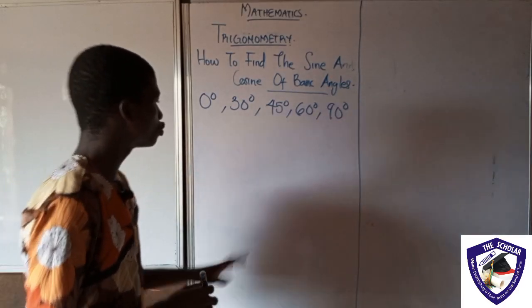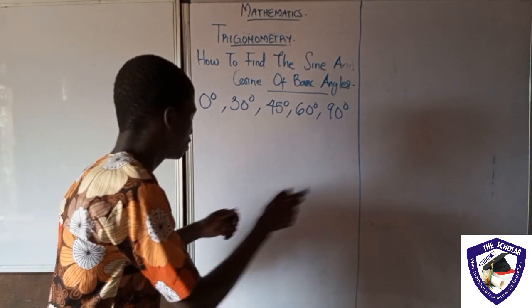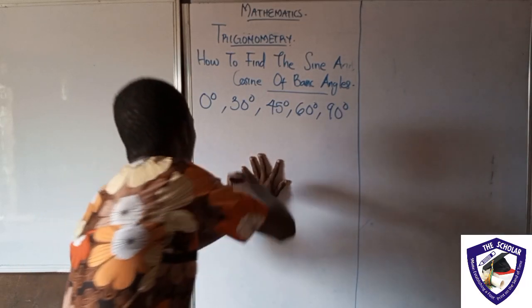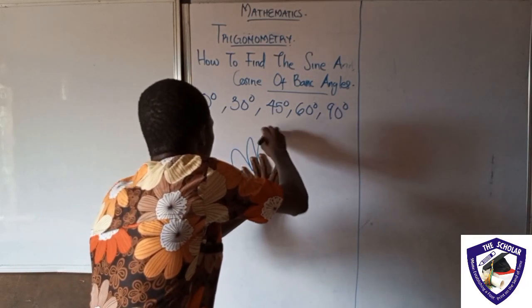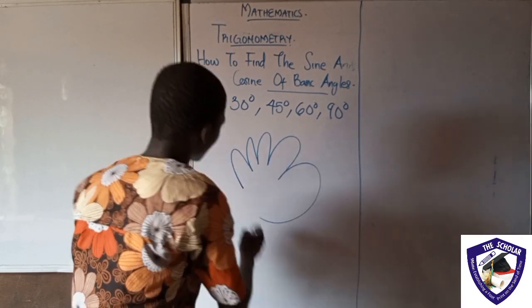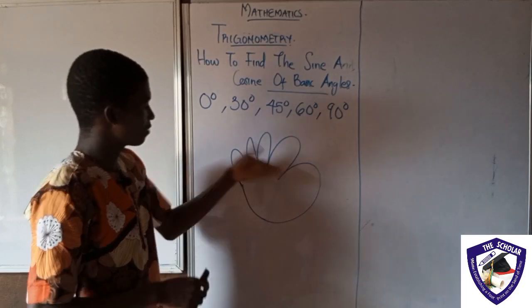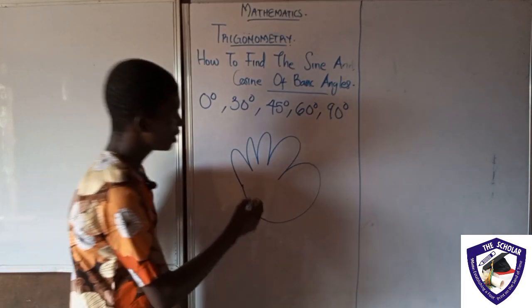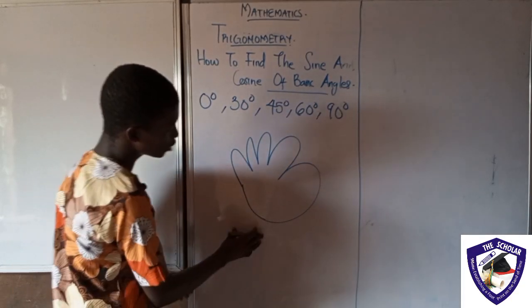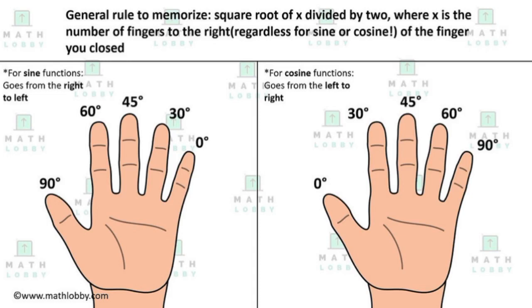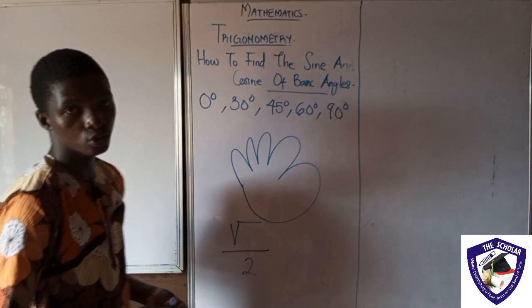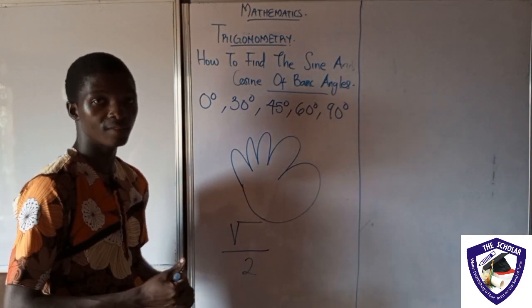So the first thing we need to do is for me to draw this. I have my fingers here, this is my palm. So all you need to do is to get a space for yourself. You introduce just your invisible root divide by 2. Your invisible root divide by 2.